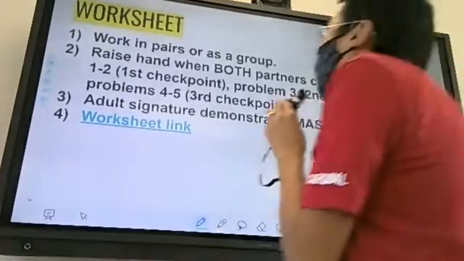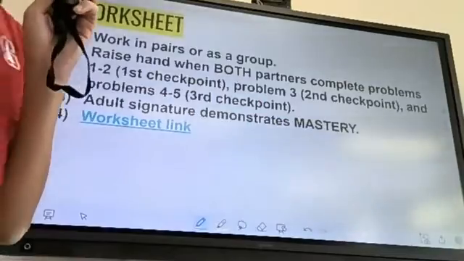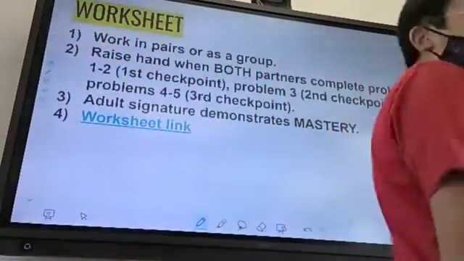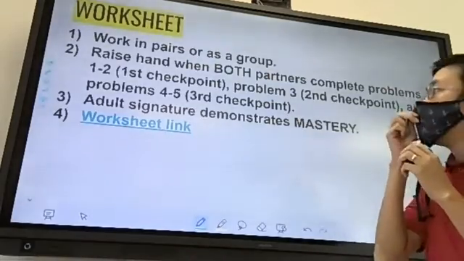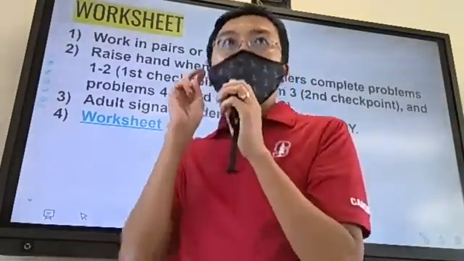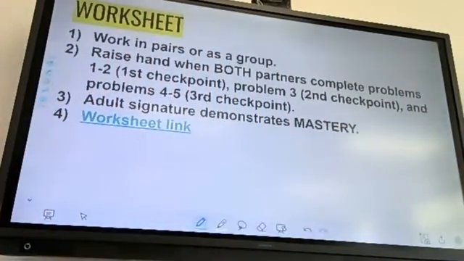Okay, now you'll be working on your worksheet, proportional relationships number 5, with your pair or as a group. Raise your hand when both you and your partner complete problems 1 and 2. That'll be the first checkpoint. Problem 3 will be the second checkpoint, and problems 4 and 5 will be the last checkpoint. An adult signature demonstrates mastery.